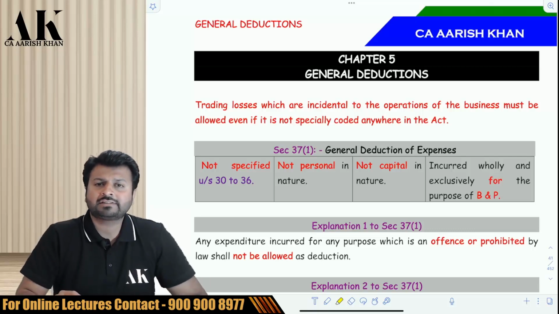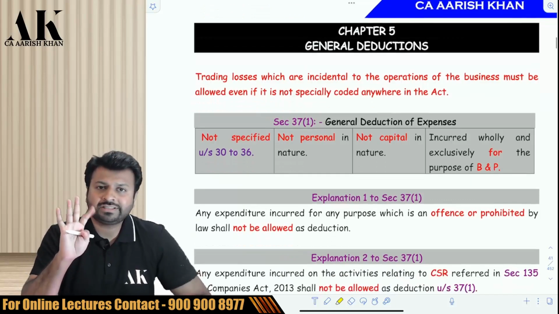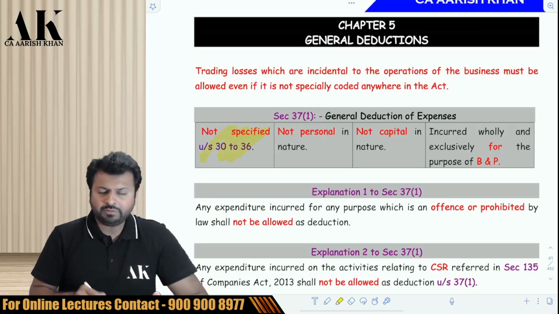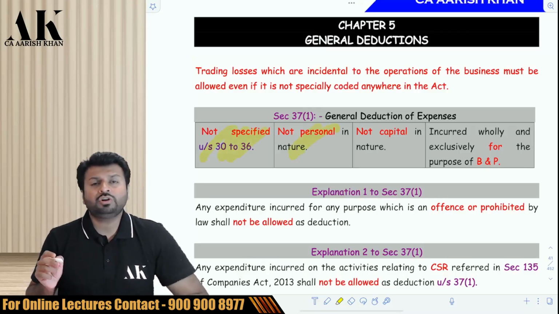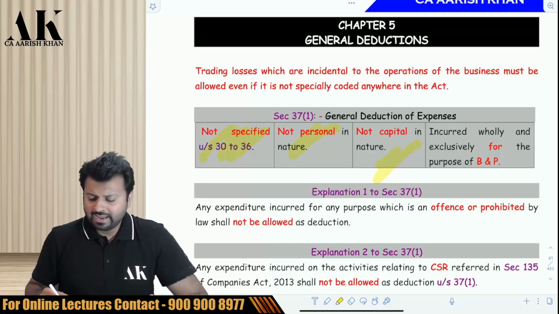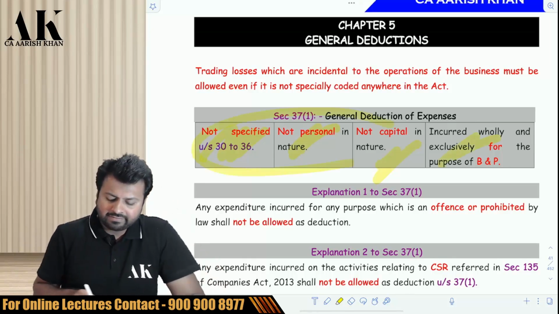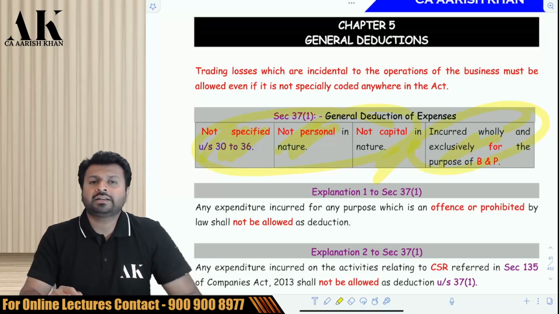Now let us start with general deduction 37(1). In general deduction 37(1), you have to fulfill 4 conditions: 3 negative conditions and 1 positive condition. The 3 negative conditions are: the expenditure should not be covered in sections 30 to 36, the expenditure should not be personal, and the expenditure should not be capital. And it should be incurred wholly and exclusively for the purpose of business or profession. 3 negative conditions, 1 positive condition, and you will get the deduction under 37(1).